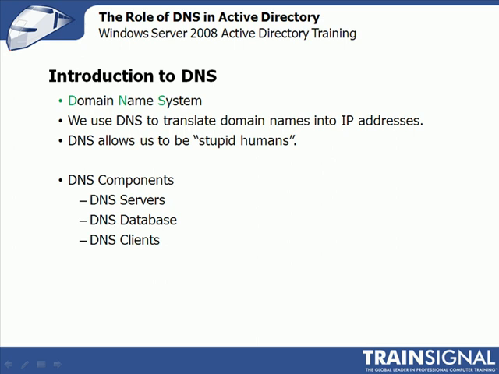So basically, a client will say, I want to contact www.trainsignal.com, and it's going to go to a DNS server to make that request. The DNS server will look in its database, get the answer, and respond back to the client. Now, don't worry, I'm going to lay this out for you in a little more detail as we go through this lesson.